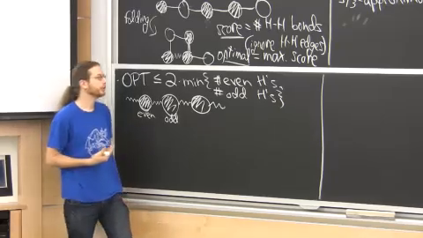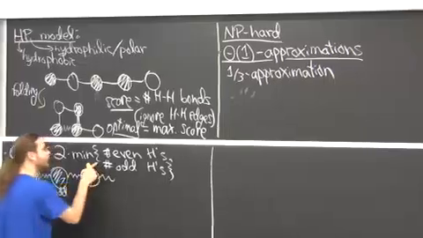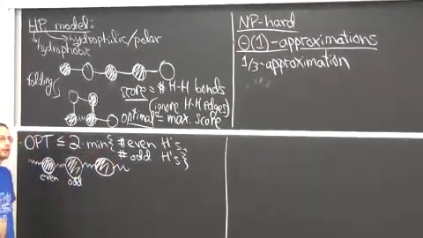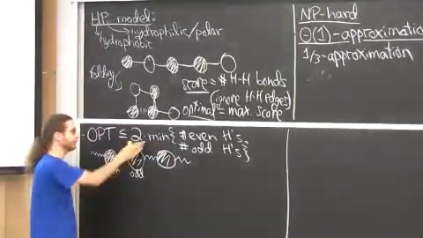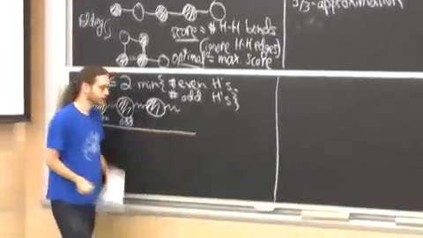Now, what this 1/3 approximation will get is at least 1/3 this amount. And if you know you get at least 1/3 this amount, you know you get at least 1/3 the optimal, because this is an upper bound on the optimal. So that's what the algorithm will do.